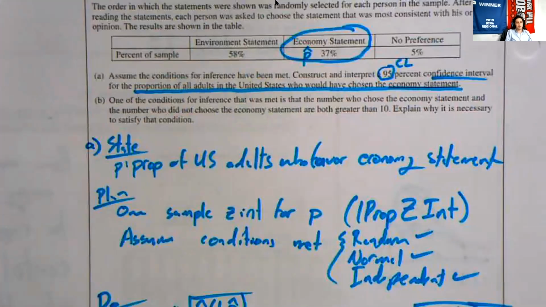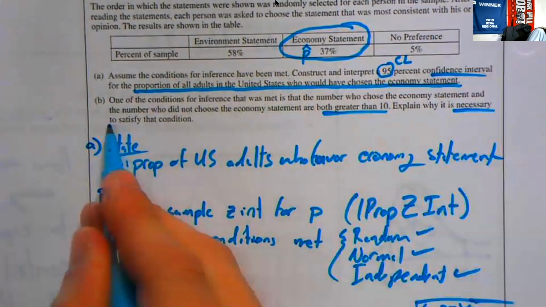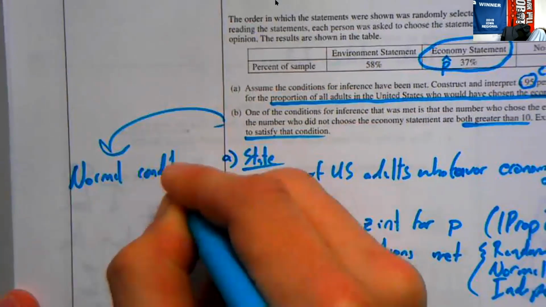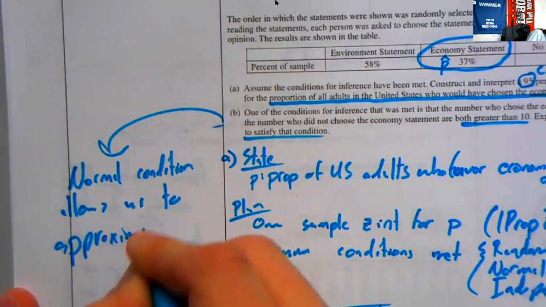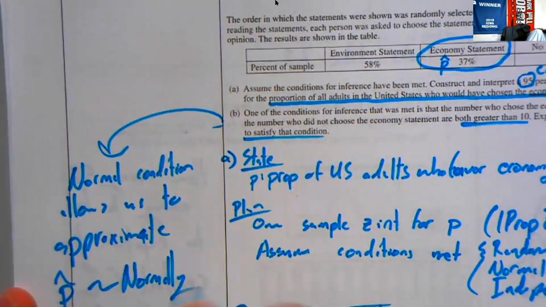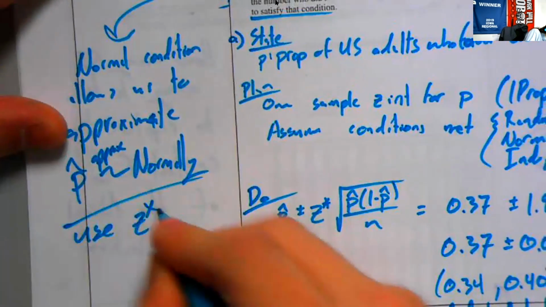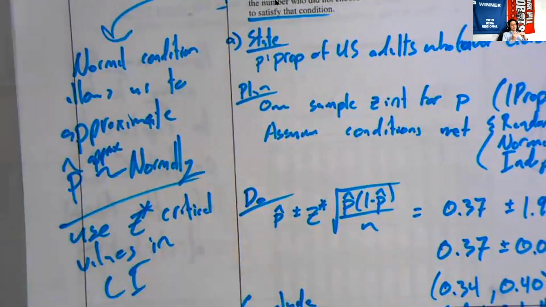All right, there in part B, we haven't looked at that. One of the conditions was that both the number who choose the economy and who don't choose the economy are both greater than 10. Explain why it's necessary to satisfy that condition. That is the normal condition. It allows us to approximate p hat as distributed normally, and then that allows us to use our z star critical values in the confidence interval. Great.